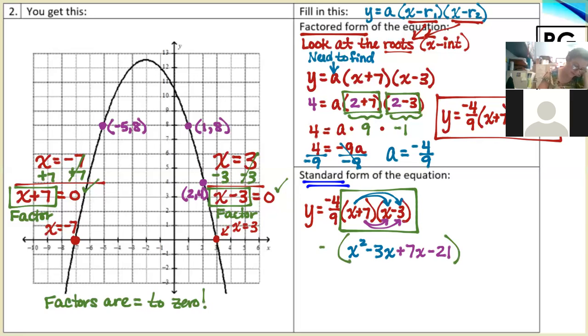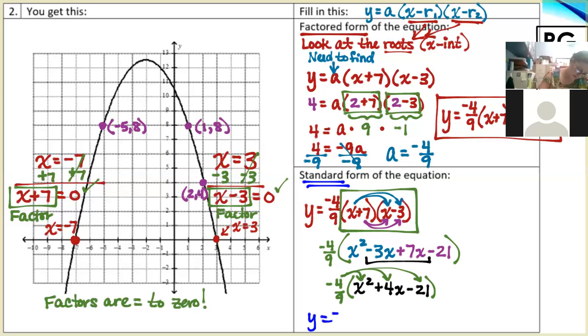All of that is going to get multiplied by -4/9. I'll do that after I combine my like terms together, because that looks like it's going to get a little bit messy. So I'm going to combine these two together right here. And so I would have x squared plus 4x minus 21. And that's all getting multiplied by -4/9. So I'm going to distribute that to each piece. And without taking up too much time here, I would get -4/9 x squared.